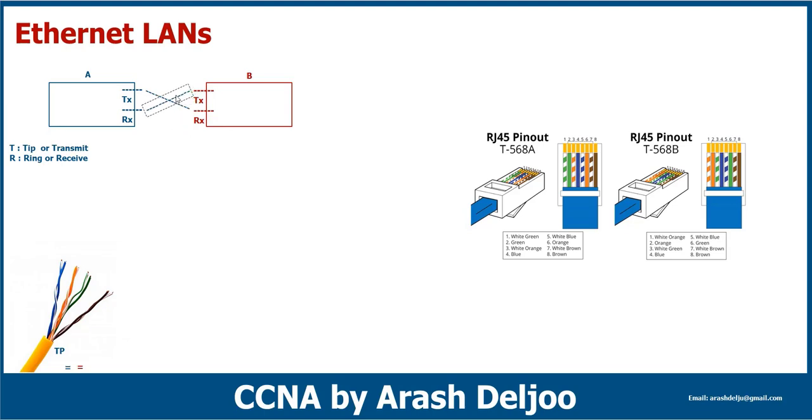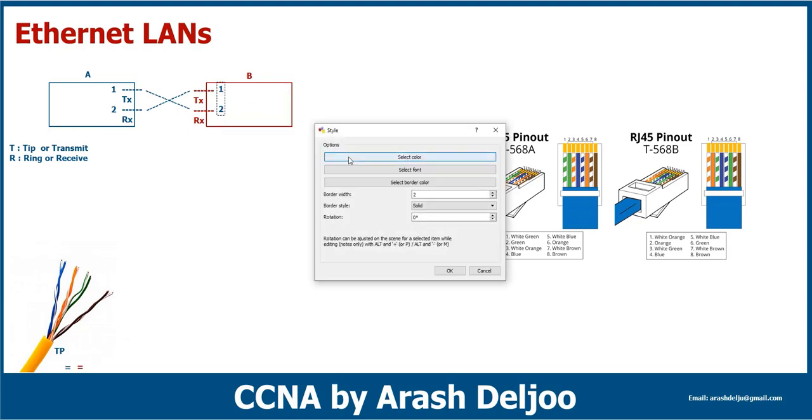This means that when you are using the same pinout in both devices, you need one crossover cable. In a crossover cable, we are connecting different interfaces, different ports or different pins to each other. This is pin 1 and this is pin 2. Also, for example, device B has the same pinout. Let me write here, this is the pinout of device B.